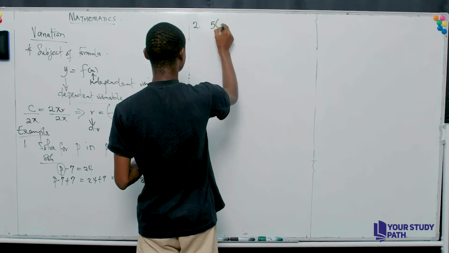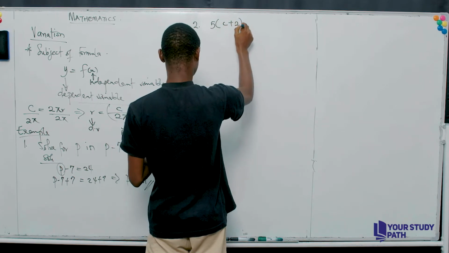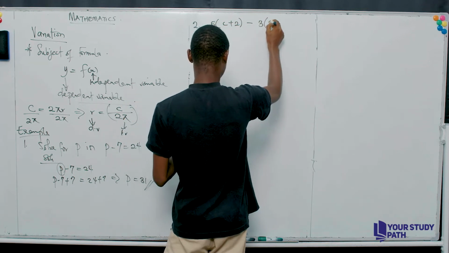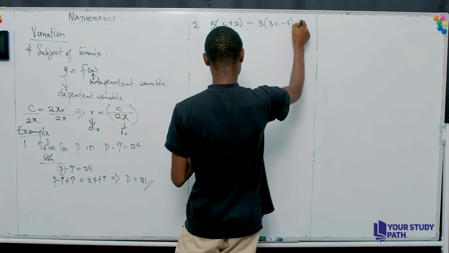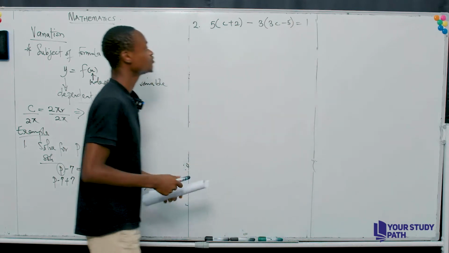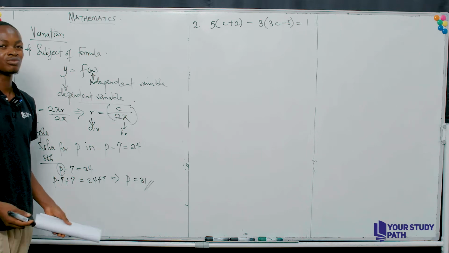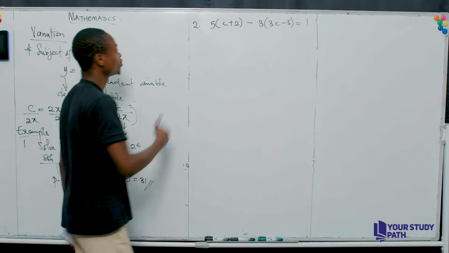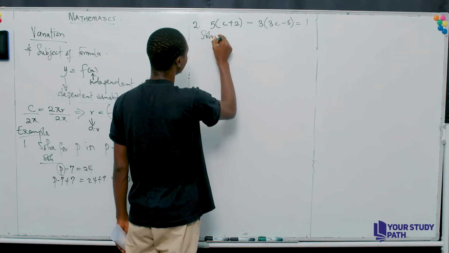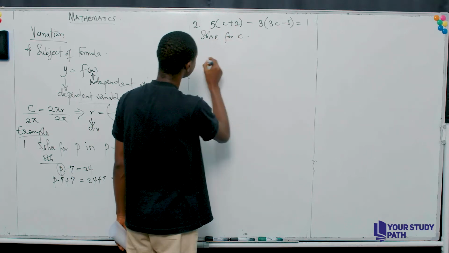Let's have 5(c + 2) - 3(3c - 5) = 1. So when we even talk about solving for a particular variable, we are just making that variable the subject of the formula still. So we are solving for c. Now, how do we do this?